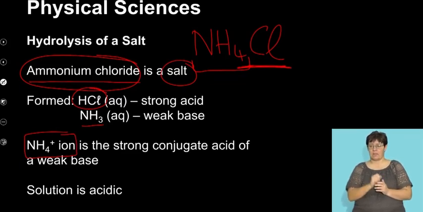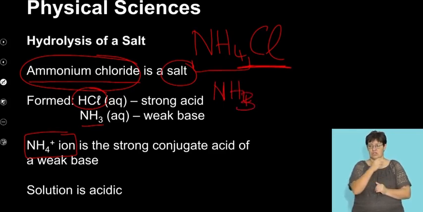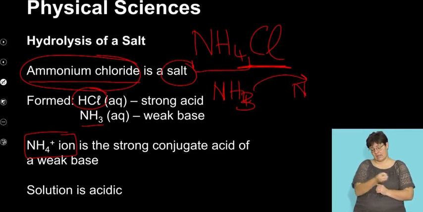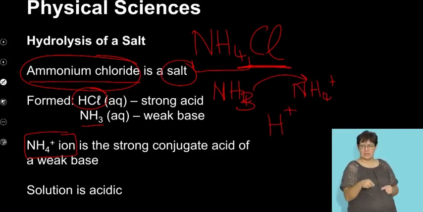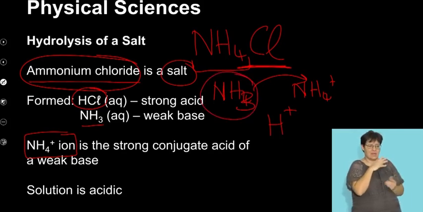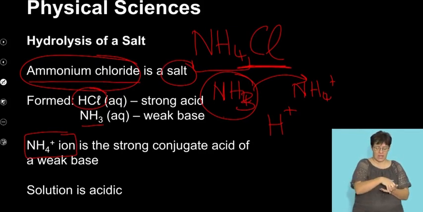So if you look at ammonia and the ammonium ion, you can see the difference between the two is an H+ difference. So obviously ammonia is a weak base that will form a strong conjugate acid. The solution then, because of the strong acid and the weak base, will be weak acidic.